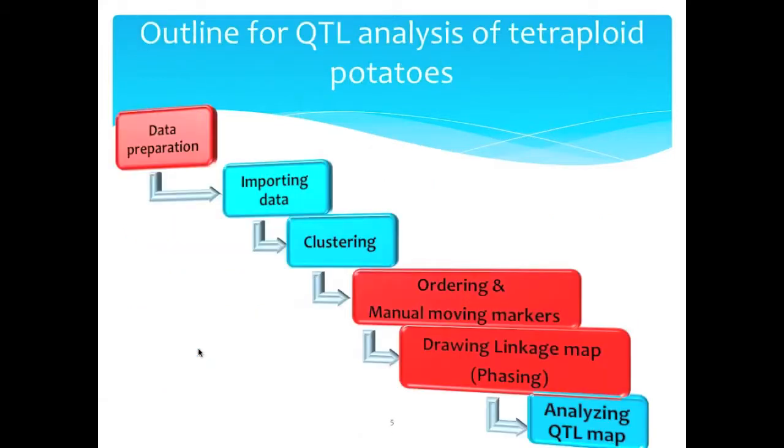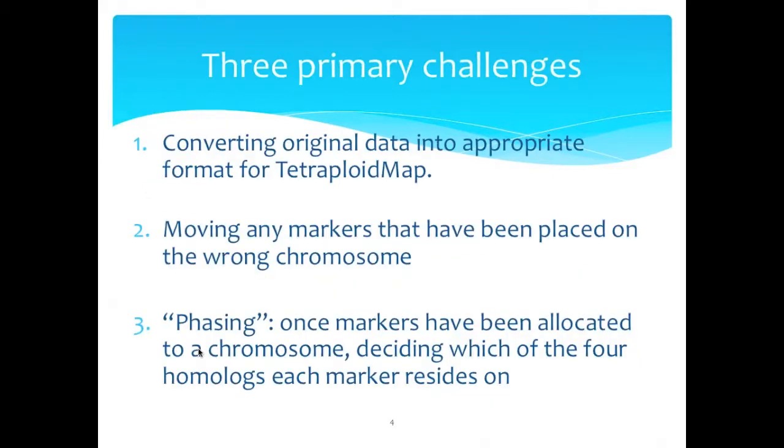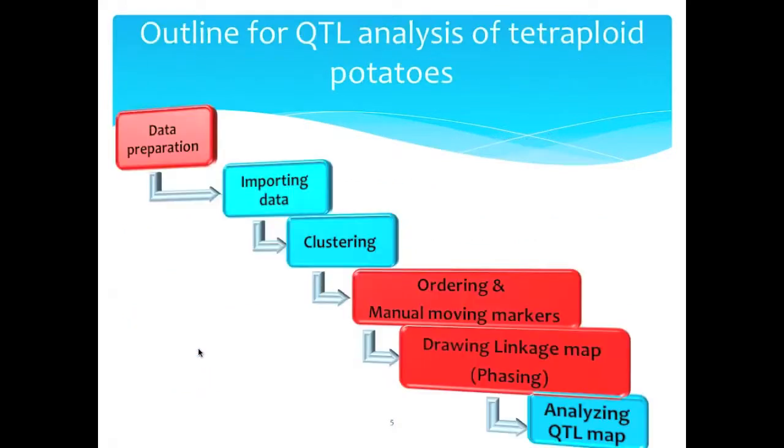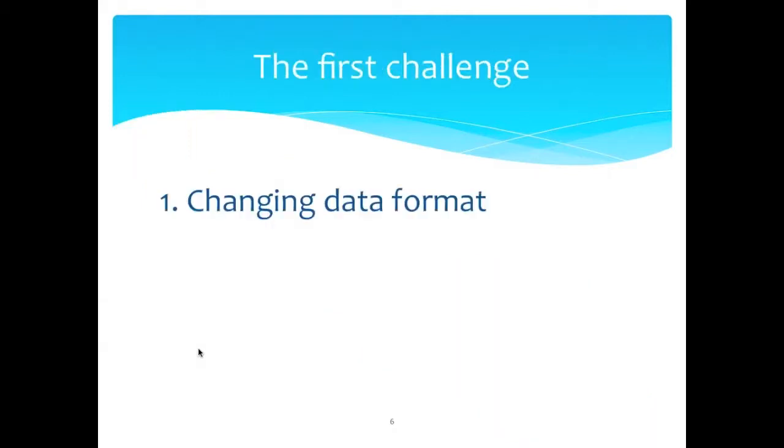This picture shows the overall outline for the QTL analysis of the tetraploid potatoes. The 3 primary challenges that I faced happen in the 3 red boxes: data preparation, ordering, and constructing the linkage map. In the data preparation, I faced the first challenge, changing the data format.